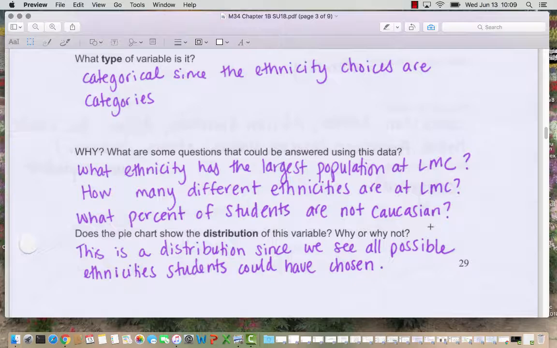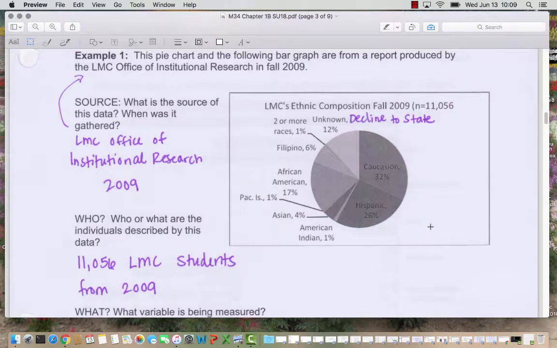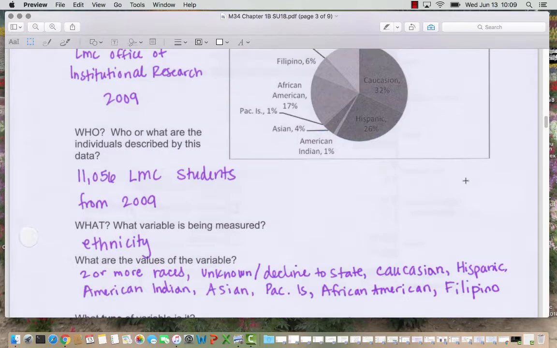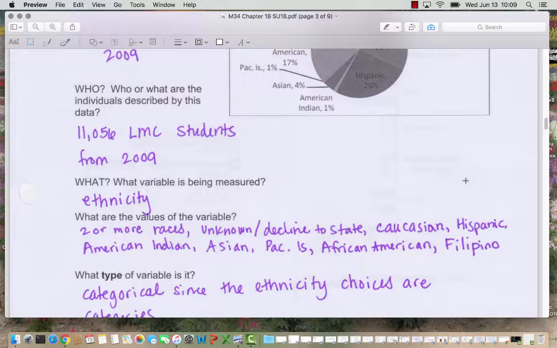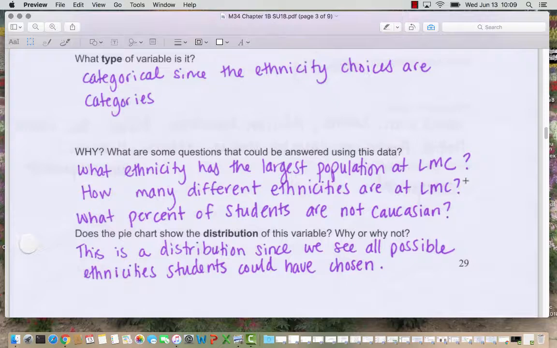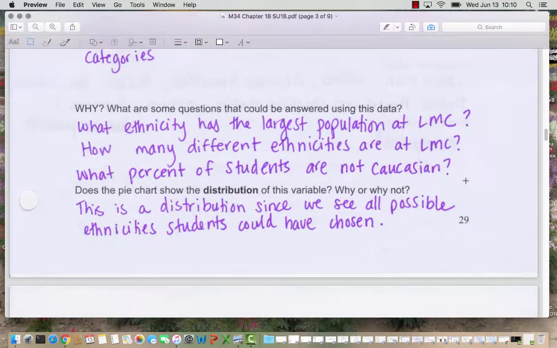And we want to know, does this pie chart show the distribution of this variable? Why or why not? Well, if you notice, we see all possible choices here, right? They've included the declined to state or unknown category. If you check the percentages, they add up to 100%. Sometimes when you're adding a pie chart, you get like 99% or 101% due to rounding, but essentially this adds up to 100%. So we see that all possible answer choices are there for students. So we say this is a distribution, right? All possible ethnicity choices that students could have chosen are represented.